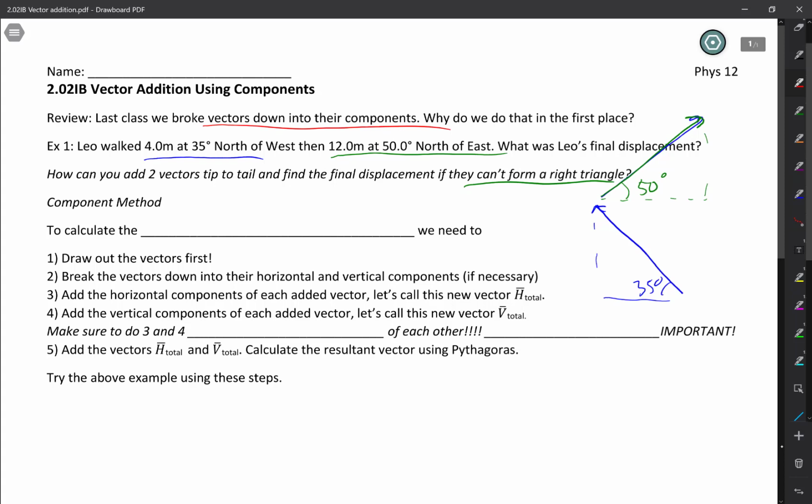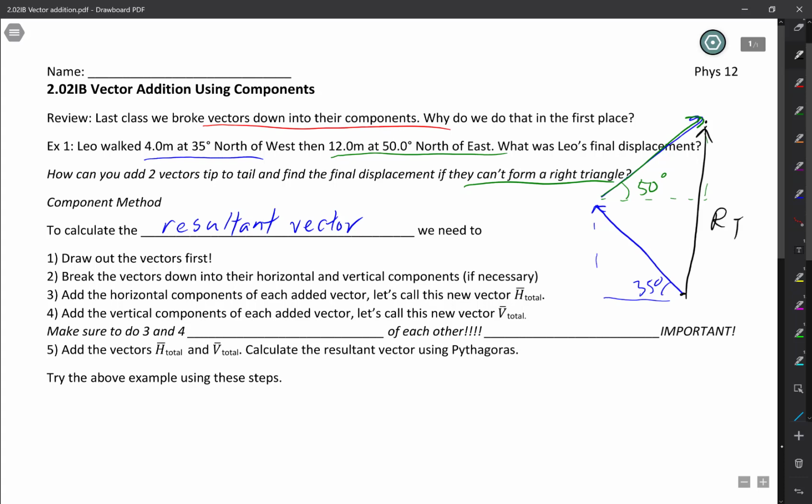No matter how many vectors you add, 2, 3, 4, 5, or 6, you will always be able to use the component method and it will always work. To calculate what we call the resultant vector: the resultant vector is when you add up more than one vector together, and it is the arrow, the vector from the initial point to the final point, the shortest path in between.